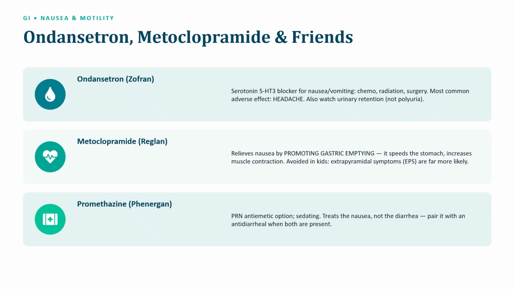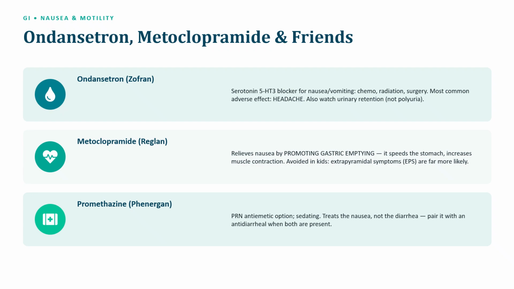So ondansetron, Zofran, is a serotonin 5-HT3 blocker, and it's used for nausea and vomiting that's related to chemotherapy, radiation, and surgery. And its most common adverse effect is headache. We also monitor for urinary retention.